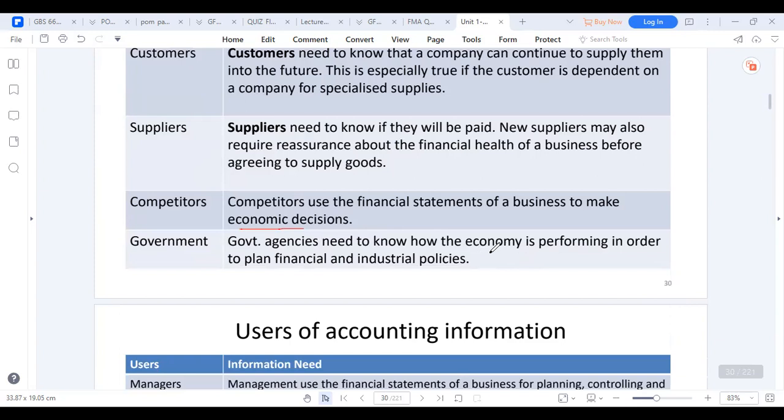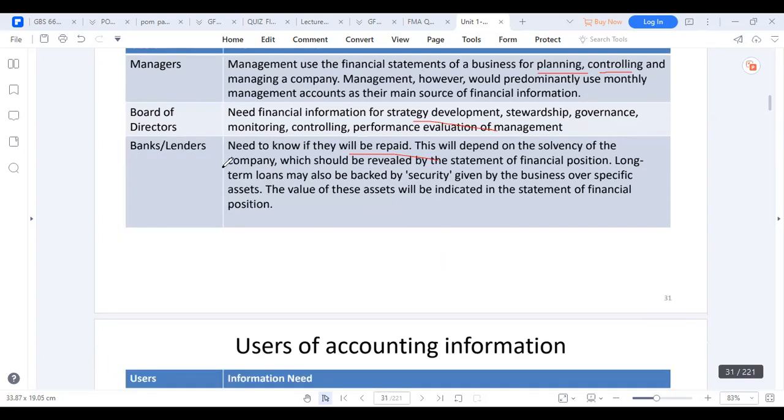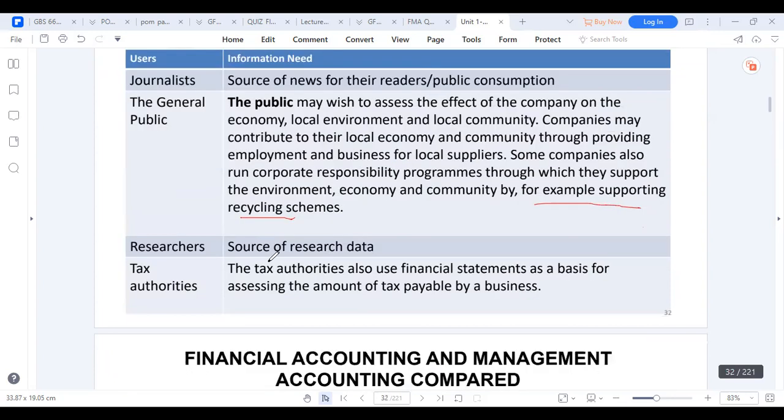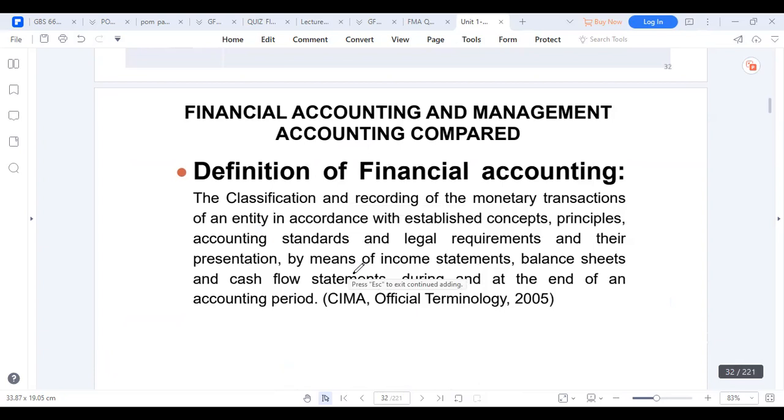Government agencies want to know how the economy is performing. The managers also want to use this financial information for planning and control. The board of directors want to use this for strategy development because they are acting on behalf of their shareholders. The lenders also want to know whether they'll be repaid. We also have journalists who use this for public consumption. The general public also wants to see whether these are able to do what we call corporate social responsibility. Tax authorities also want to know the basis upon which taxes are paid. So basically, those are the users of financial accounting information.